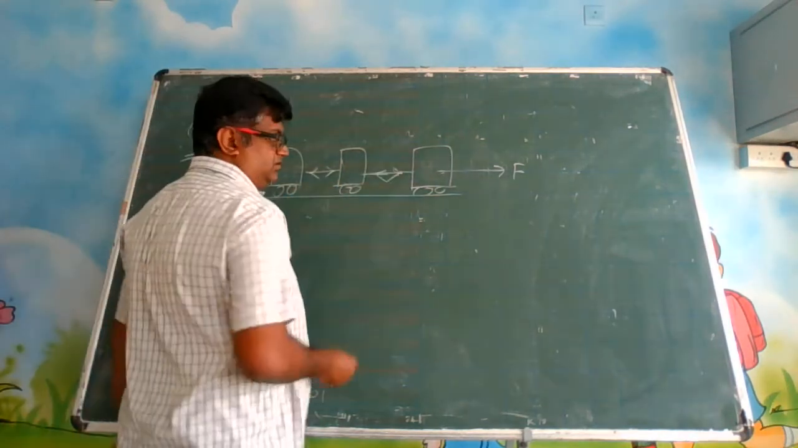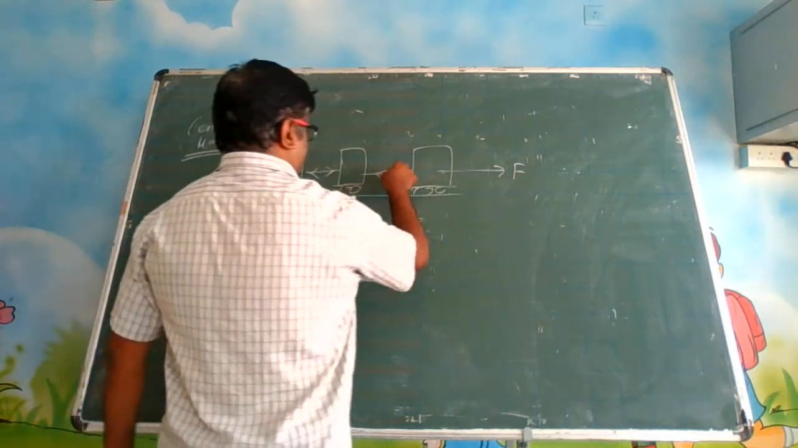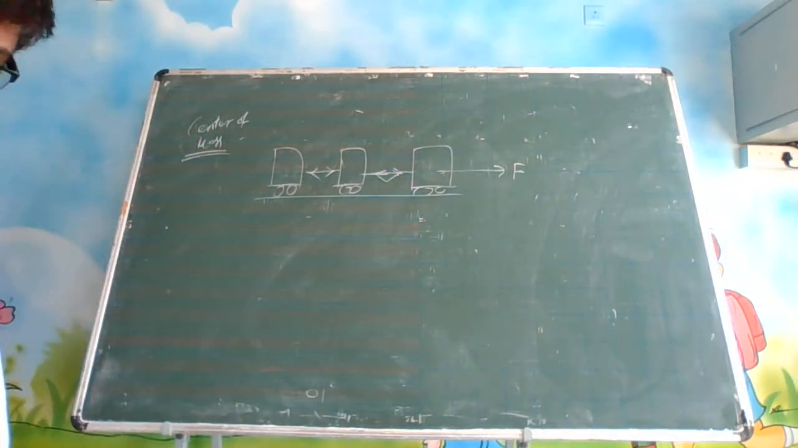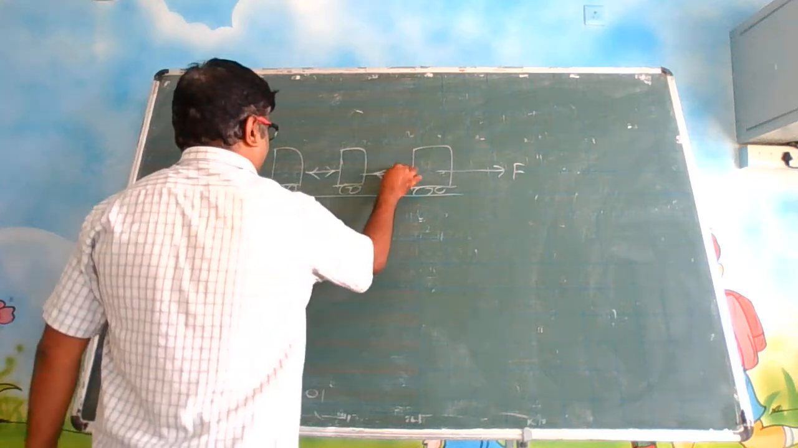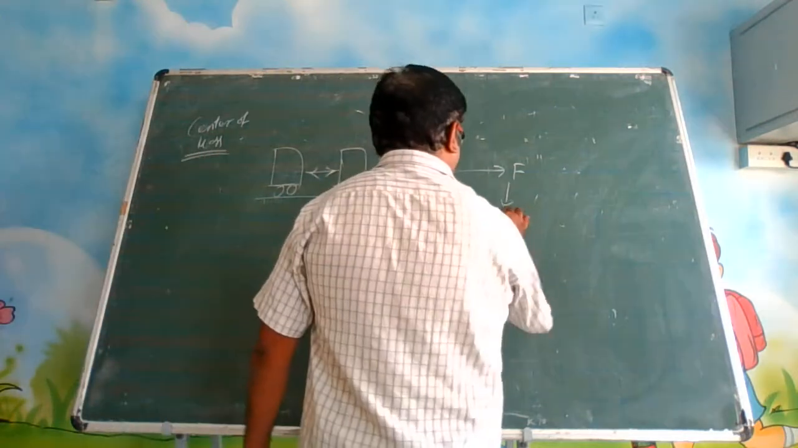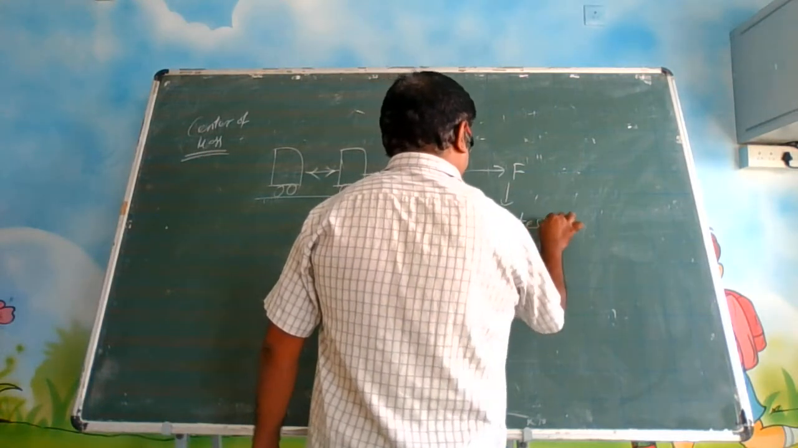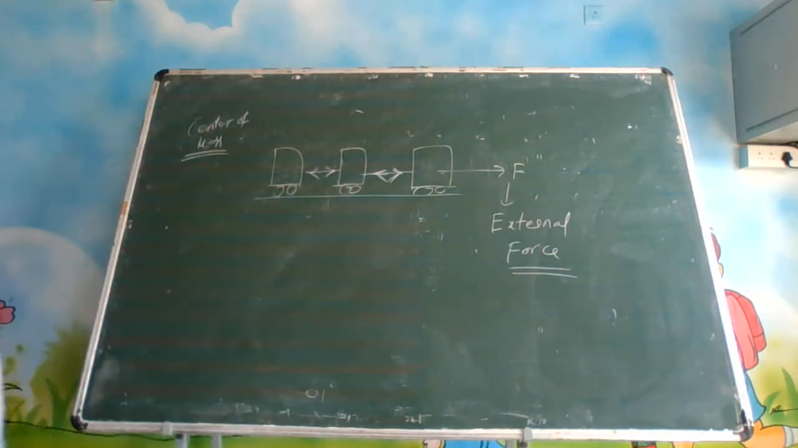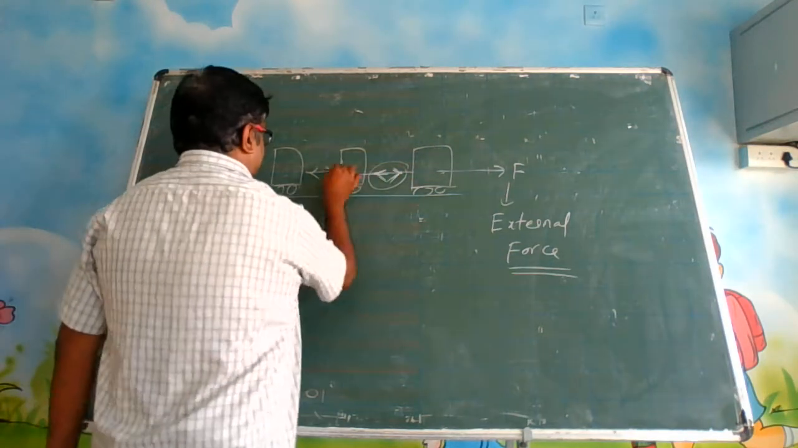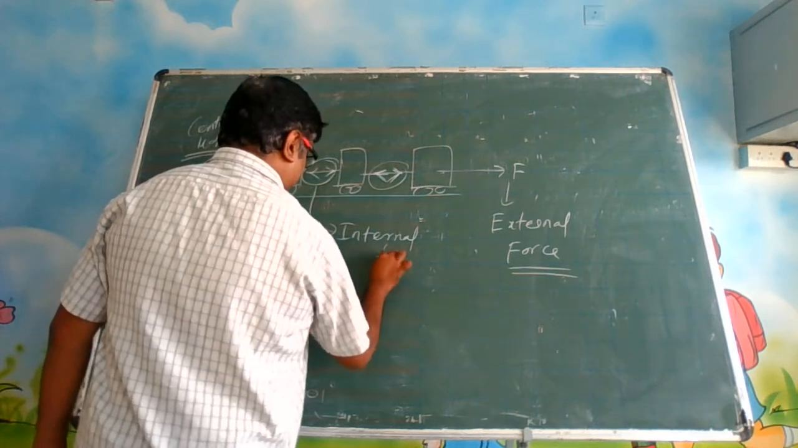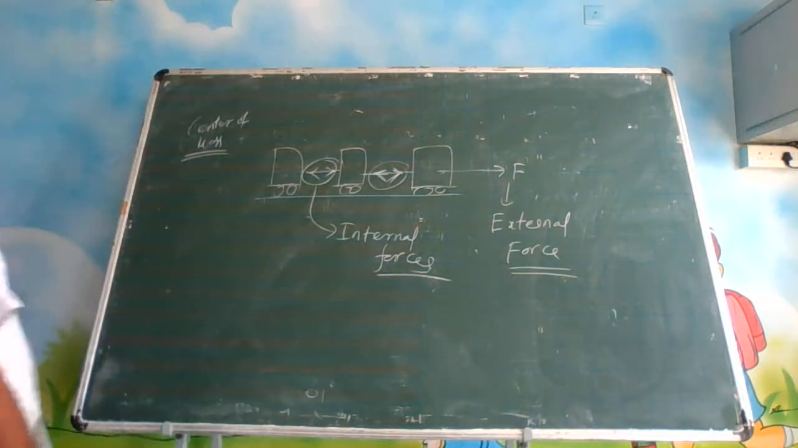Let us say this is a cord, which is when you are pulling it, so there is a tension in this cord, and this tension will be equal and opposite. Now this F is the external force. Remember this. This is an external force. And what are these forces? These are internal forces. This is one example.